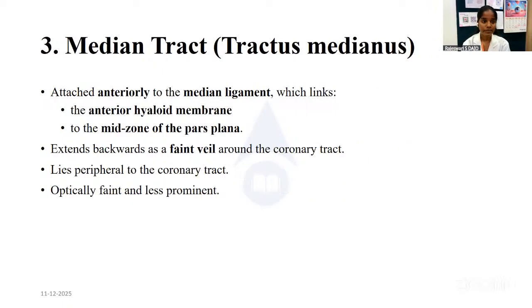Median tract. It attaches anteriorly to the median ligament, which links the anterior hyaloid membrane to the mid-zone of the pars plana. It extends backward as a sphere around the coronary tract. It lies peripheral to the coronary tract, optically faint and less prominent.